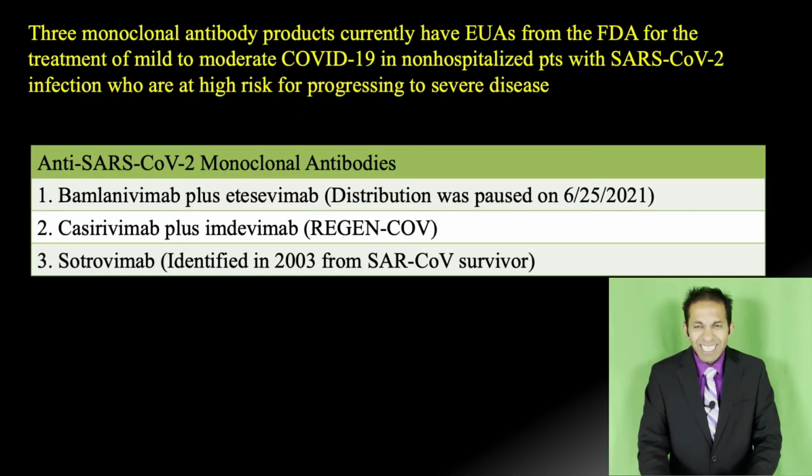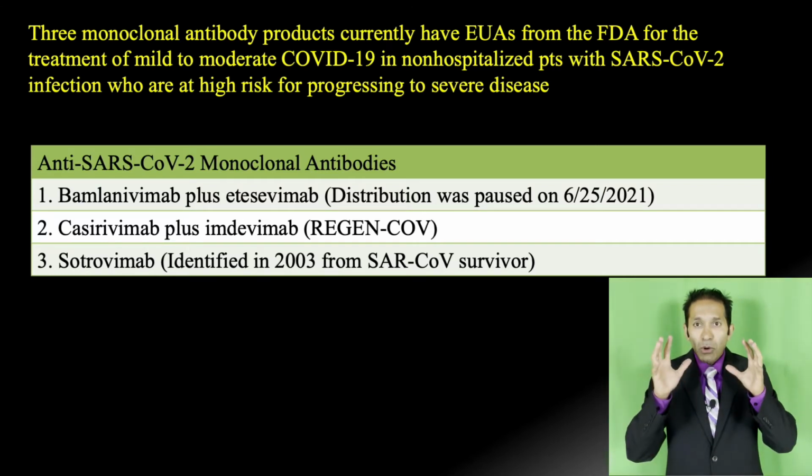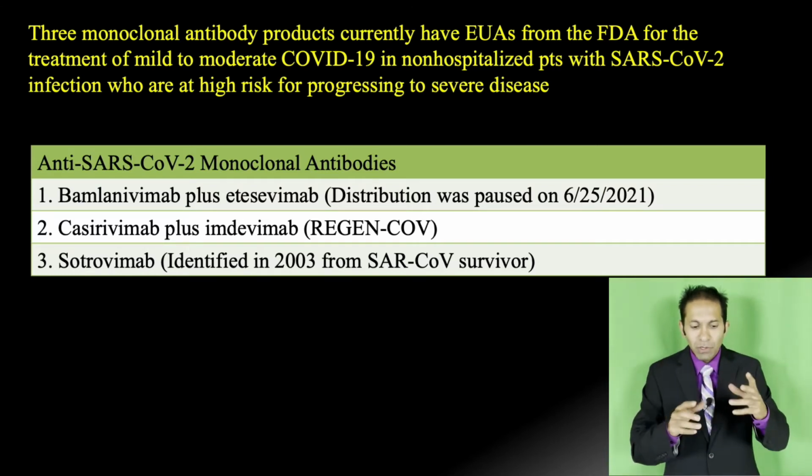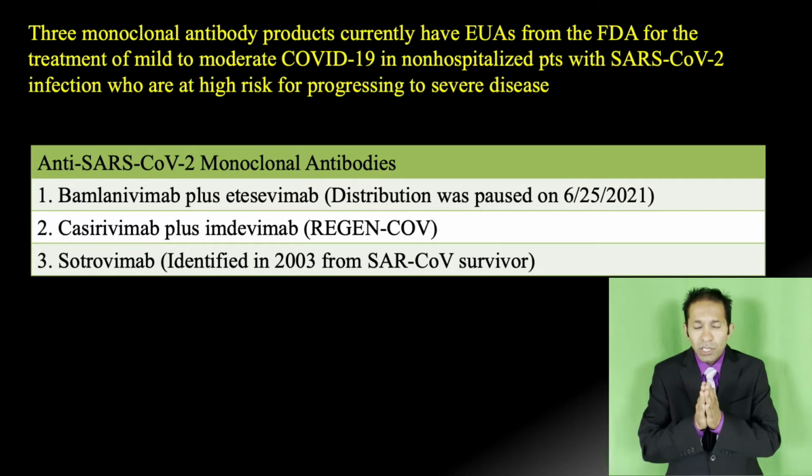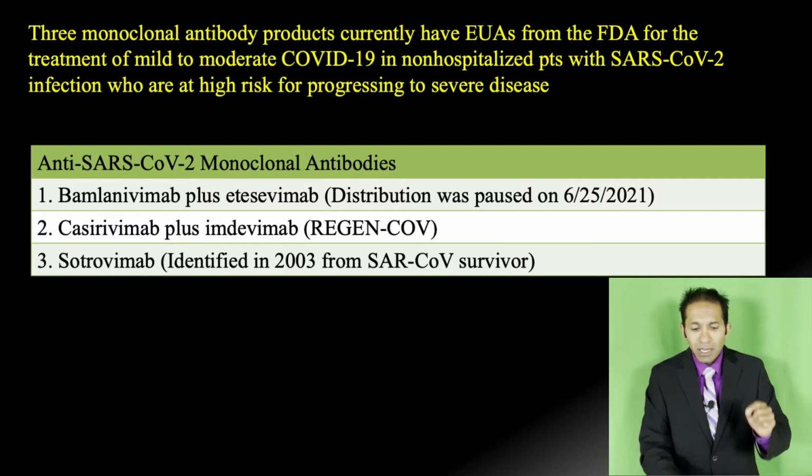Now let's go to the next slide and talk about monoclonal antibody. In this table, I have given you 3 monoclonal antibodies. Monoclonal antibodies are FDA approved for emergency use. Number 1 antibody distribution was stopped on June 25th because of gamma and beta variants. So this antibody is not effective against those variants. So now in the US, we are using antibody 2, REGEN-COV.